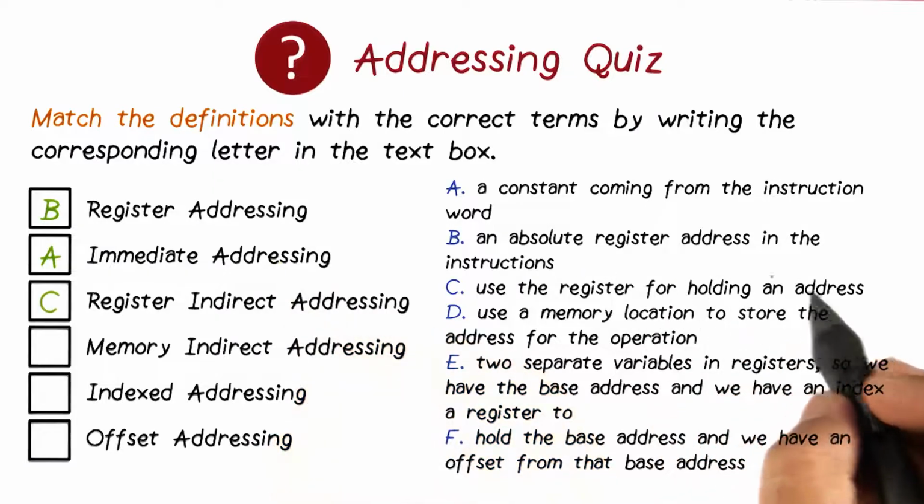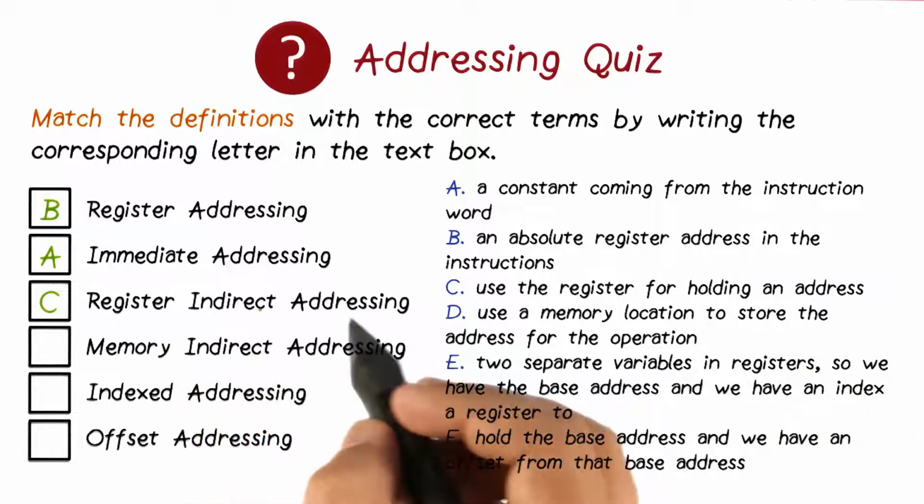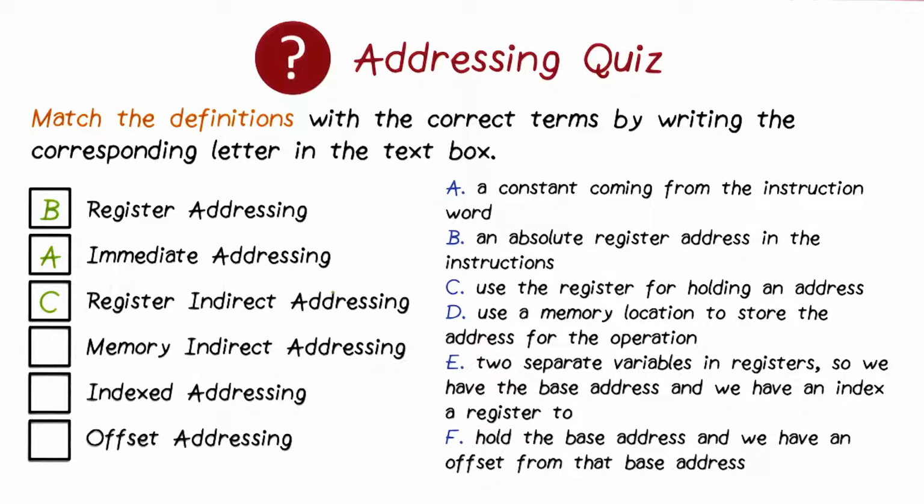The third addressing mode is register indirect addressing. The right answer is C. It says use the register for holding an address. In other words, you are going to the memory not by putting the address directly into the instruction. However, by putting it into a register you're accessing that part of memory through the register, and that's why it is called register indirect addressing.